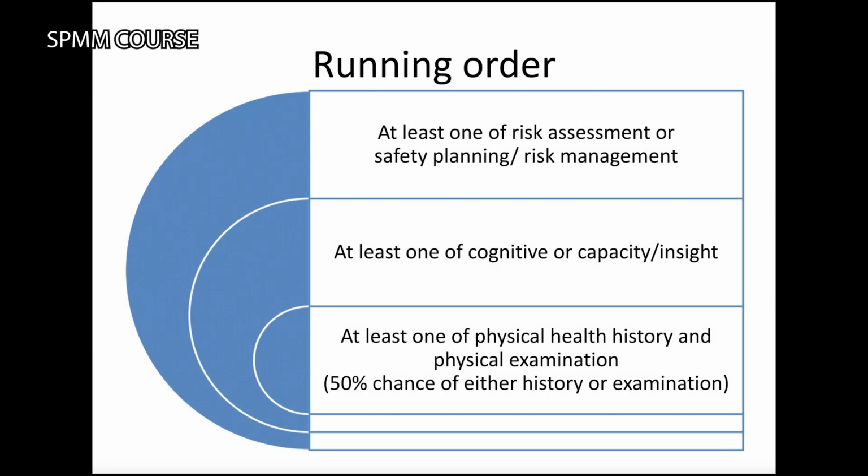In the examination, in terms of running order, you are more likely to get at least 1 station on risk assessment or safety planning and 1 station on risk management. You're also expected to get one station on cognitive assessment or capacity assessment. You are expected to get one station on eliciting physical health history, or you may be asked to do a physical examination. There is a 50% chance of either taking a physical health history or doing an examination.